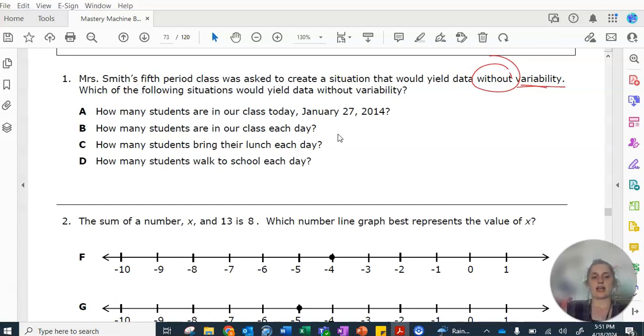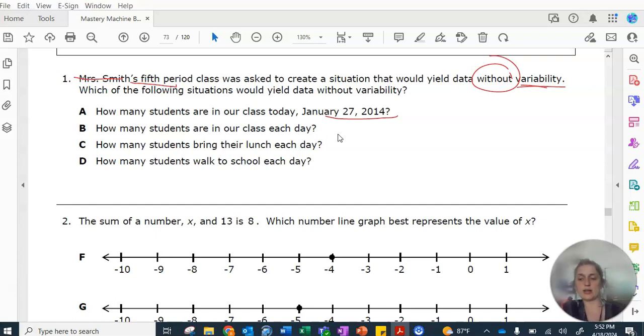So looking at A, how many students are in our class today, January 27th, 2014? Obviously that's not today. I don't know. I wasn't a teacher in 2014. I was in college. But if we're talking about Mrs. Smith in her 5th period class, getting specific on an exact day, Mrs. Smith could go back and look up her attendance records. Is there one answer for how many kids were in the class? Or are we being like, oh, in 5th period, there were 7. No, there were 9. No, there were 22. No, there were... I don't know. Which one is it?